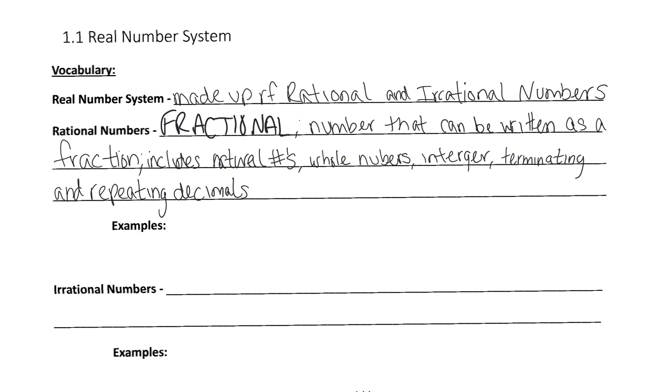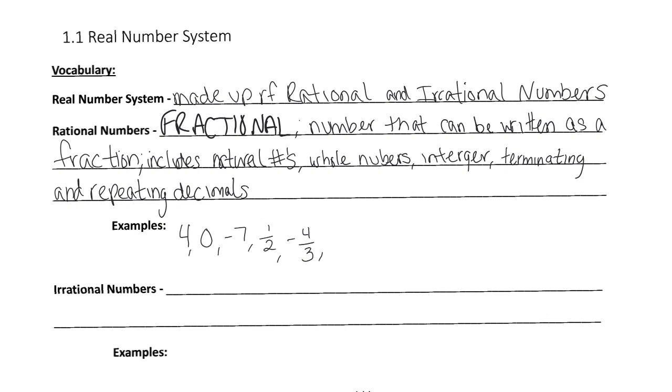So the examples that I'm going to give are like the number 4. That's a natural number. The number 0 is a whole number. -7 is an integer. 1/2 is a rational number because it's fractional, right? Also, negative fractions are rational.